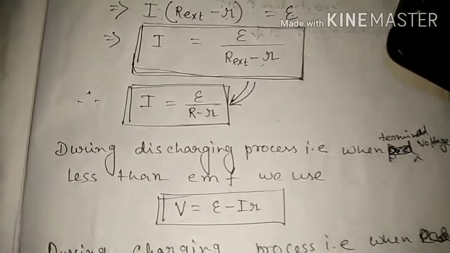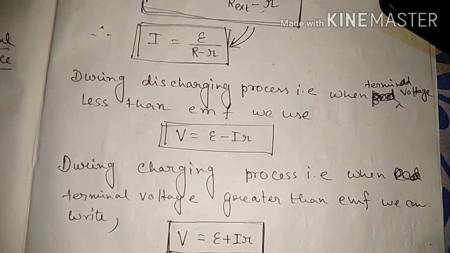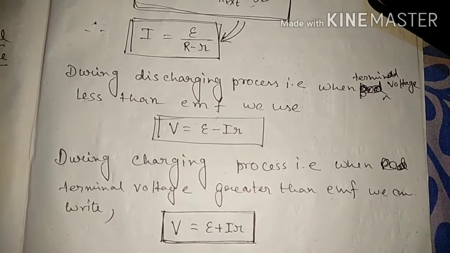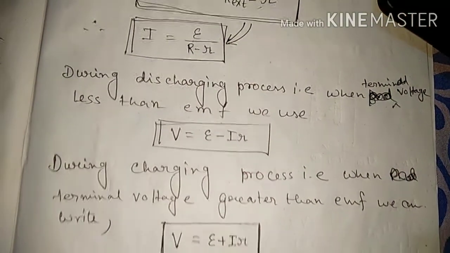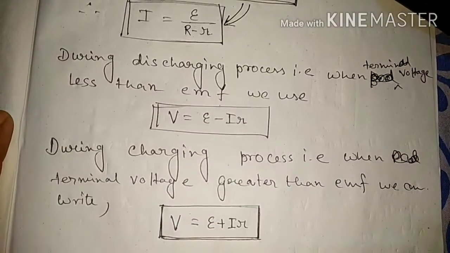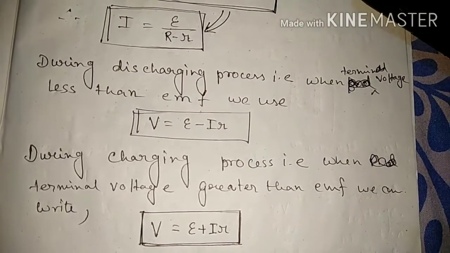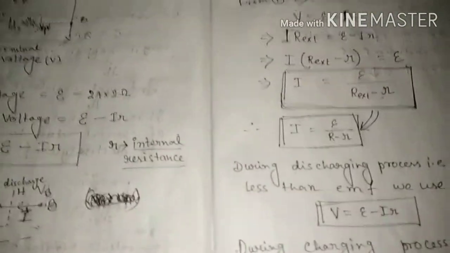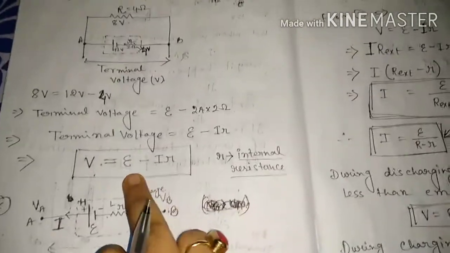So during the discharging process, we already discussed, when the terminal voltage is less than EMF, we use V equals to E minus Ir. And during the charging process, where the charge is not discharged from the battery, charge will enter the circuit. In that time, when terminal voltage is greater than the EMF, we can write V equals to E plus Ir. Did you understand? The terminal voltage, internal resistance and EMF all are interconnected to each other by this relation.